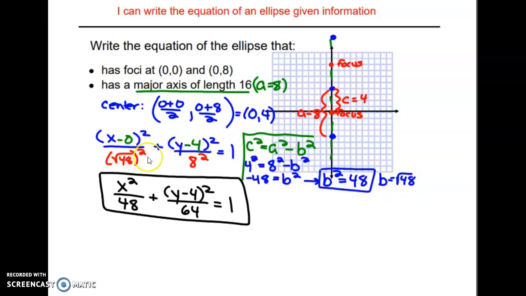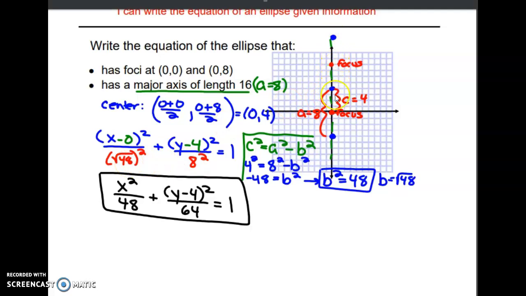Now, again, how do I know where to put A and B? Well, we said this is a vertical orientation, which is up and down. So the major has to go under the Y. There's the major. There's my minor. B squared. There's my equation.